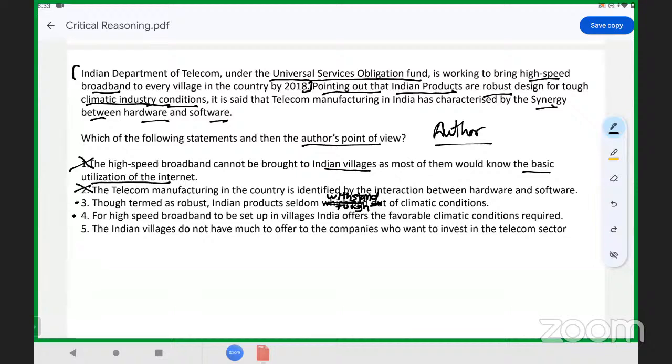Okay, fine. So now next is, the Indian villages do not much offer to the companies. This is not correct, because this now talks about the investors and the village issue, which is not in inference to the above passage.